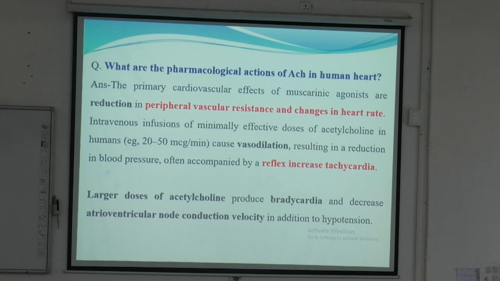Now if we do intravenous infusions of minimally effective doses of acetylcholine in humans, approximately 20 to 50 microgram per minute, it causes vasodilatation. This vasodilatation occurs by activation of the M3 receptor present in the endothelium. On activation it releases nitric oxide or EDRF, and that causes dilatation of the blood vessels, resulting in a reduction in vascular resistance.